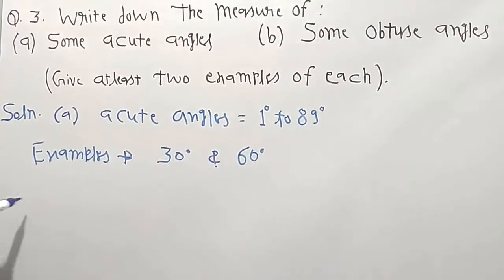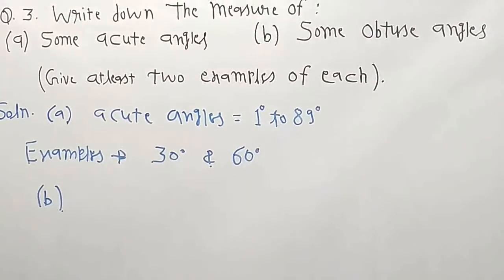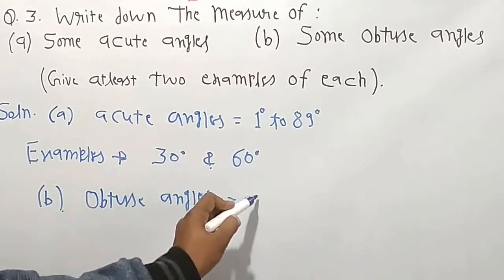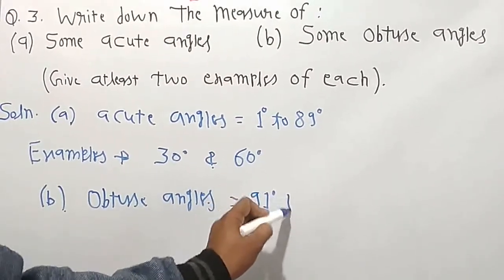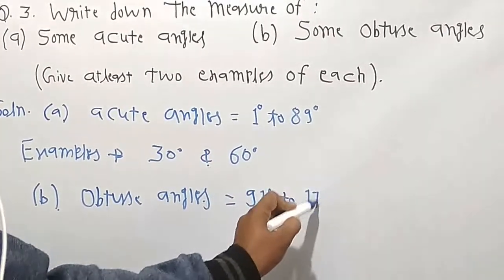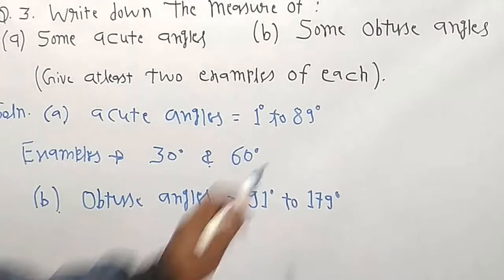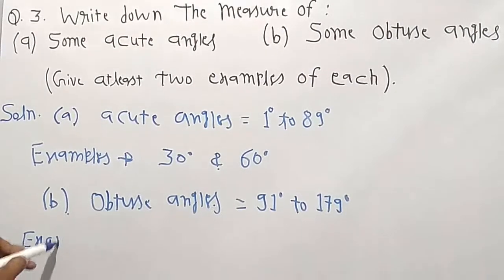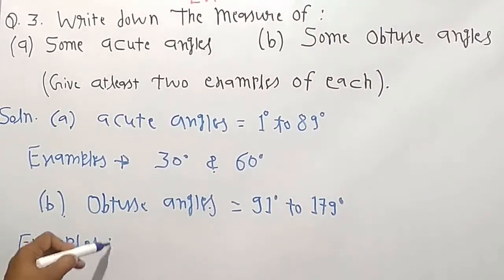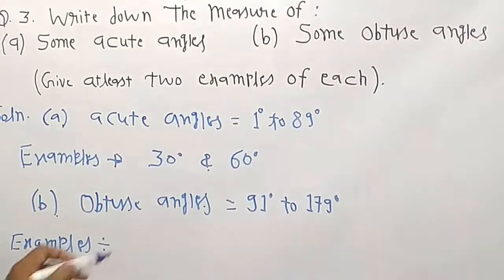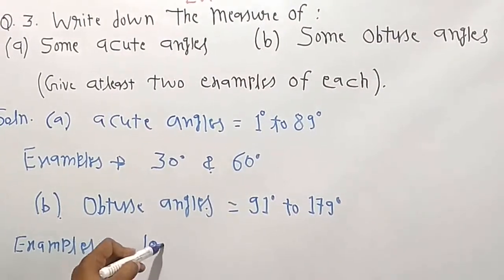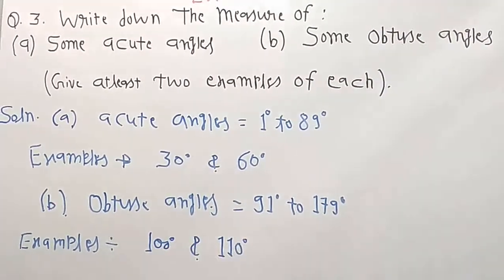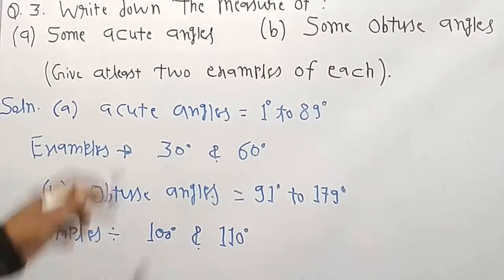Now the B part. Solution of B part. Obtuse angles are in between 91 degree to 179 degree. This is the range for the obtuse angle. So we can take any two numbers for the example of obtuse angle, we can take here 100 degree and 110 degree. You can take any numbers in between these ranges for the obtuse angle.